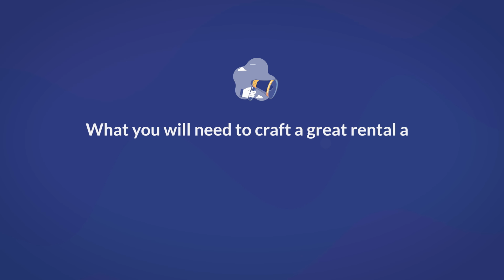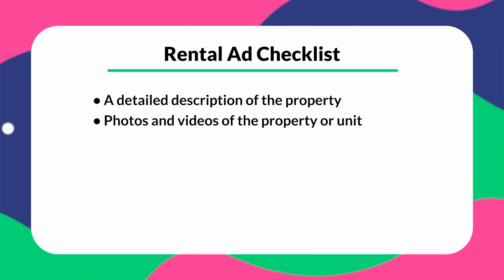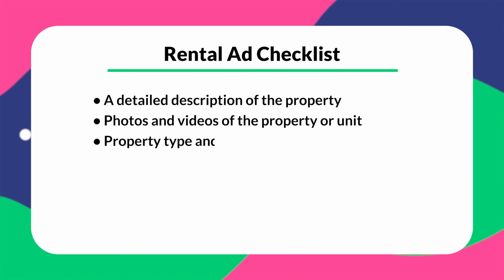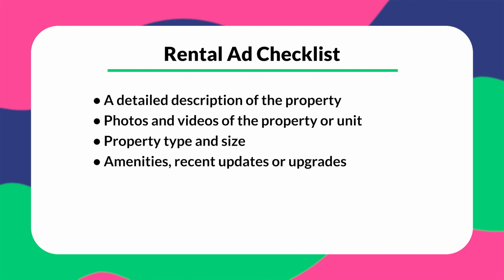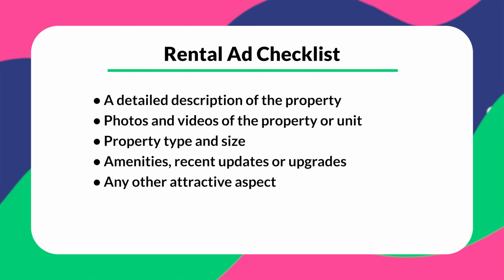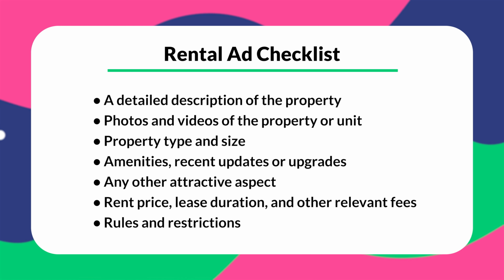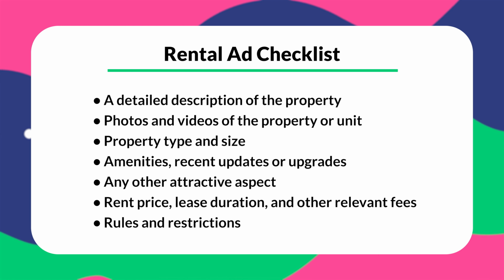A lot goes into putting together a great rental ad, so I decided to make a little checklist for you before we get started. So what you're going to need is a detailed description of the property, photos, and if possible but not necessary, some videos of the property or unit, the property type and size, amenities, any recent updates or upgrades, any other attractive aspects such as proximity to a desirable location, of course the rent price, the lease duration, and other relevant fees such as pet rent. And of course you'll need to know your rules and restrictions, such as are pets allowed, what's the parking like, things like that. If that list seemed a little overwhelming, don't worry, I'm going to break it down for you.